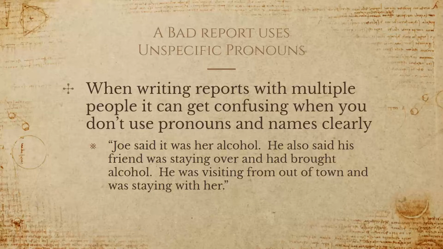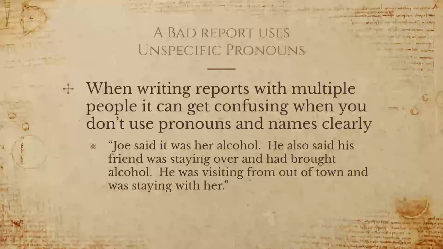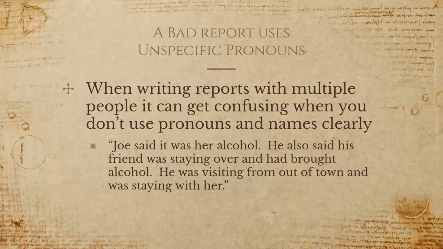Big thing to avoid is just be careful with the pronouns. You really want to spell out who's talking at all times. Using unspecific pronouns can get really confusing if you have reports with a lot of people in it. For example, an example of how this can be confusing is: Joe said it was her alcohol. He also said his friend was staying over and had brought alcohol. He was visiting from out of town and was staying with her.